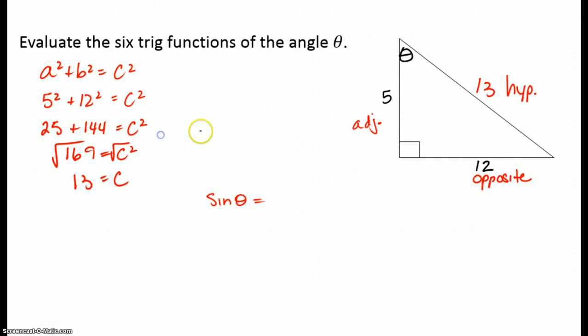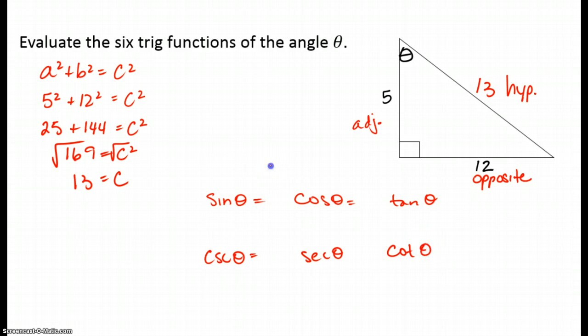Okay, so when it says evaluate the 6 trig functions, that means we need sine of theta, cosine of theta, tangent of theta, we need cosecant of theta, secant of theta, and cotangent of theta. And again, from the first slide, if you know the first 3, the next 3 are just the reciprocal.